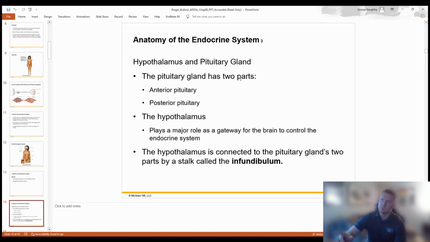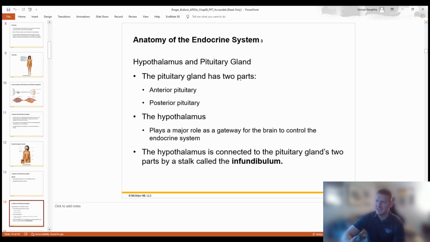The hypothalamus plays a major role as a gateway for the brain to control the endocrine system. So the hypothalamus is like our thermostat. It's like our master control panel. The hypothalamus initiates the production and stimulates a number of glands, and it gets the ball rolling. It gets the process started, right?